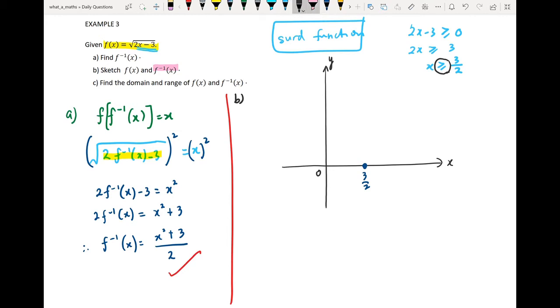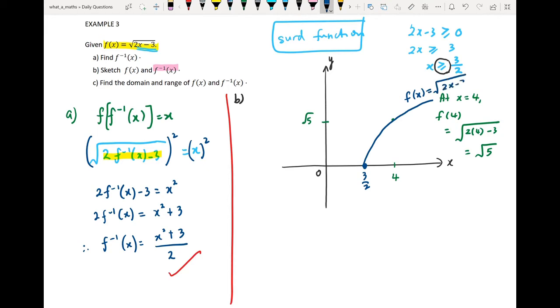So to know whether my graph will be at the upper side or the lower side, choose a number at the right hand side of 3 over 2. Let's say I choose 4. So at x equals to 4, my f of 4 is equals to surd of 2 times 4 minus 3. So this is equals to surd 5. Surd 5 is positive. So this means that my graph will be upwards. My graph will look like a wiper going up. So now I can start drawing my graph. My graph will look like a wiper going up to the right. Don't forget to label my graph. So my graph here is f(x) equals to surd 2x minus 3.